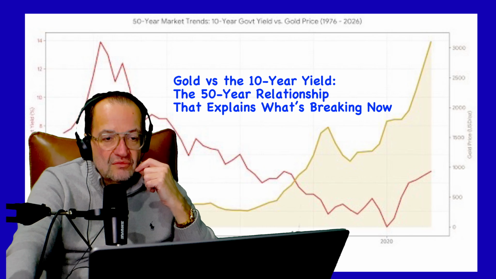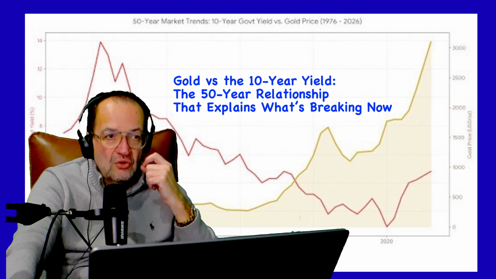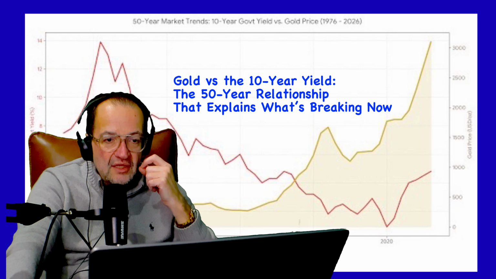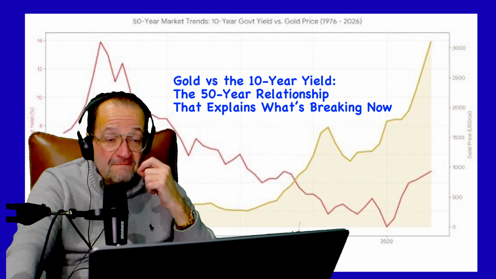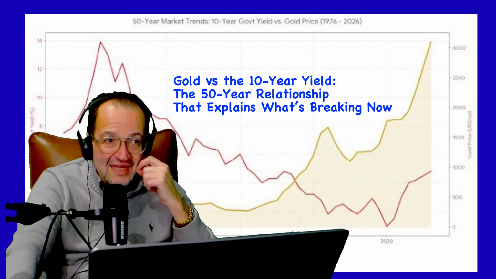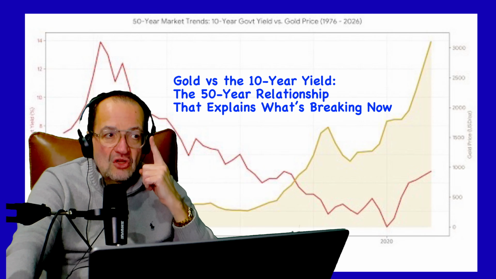It's about a relationship between gold and the 10-year Treasury yield stretching from the 70s all the way to today. And once you understand this relationship, a lot of things that feel confusing right now start to make sense.